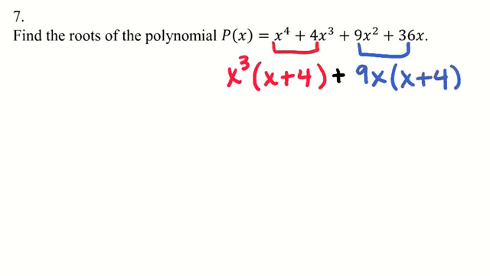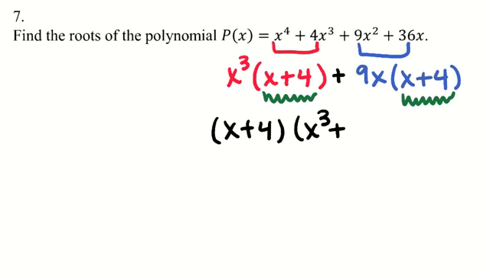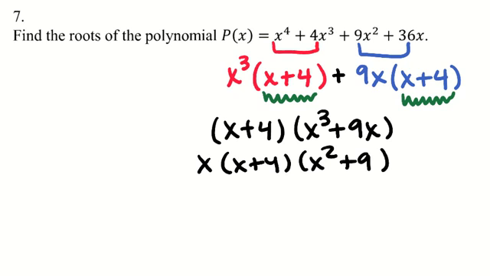Okay, and since we have that same factor on both, I can factor out the x plus 4. And you're left with x to the third plus 9x. Okay, well, that's got a common factor, so I've got x times x plus 4 times x squared plus 9. And if we're interested in the roots of the polynomial, that's where the polynomial is equal to 0. So that means that either x equals 0, x plus 4 equals 0, or maybe x squared plus 9 equals 0.